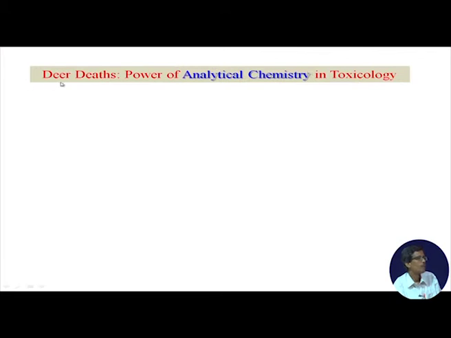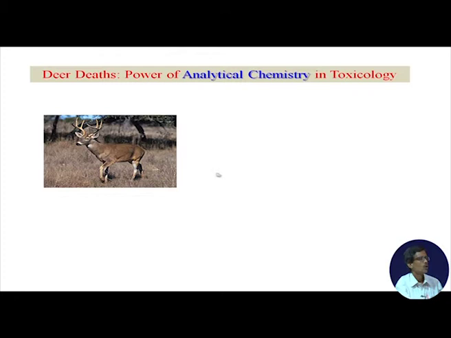There, people found that deer were dying. If we consider that a deer park is there, by grazing grass, the deer death is occurring. So how can analytical chemistry be useful in understanding the toxic effect of something? Toxicology, as I told you in our previous class, shows how the power of analytical chemistry can be utilized to understand these effects.